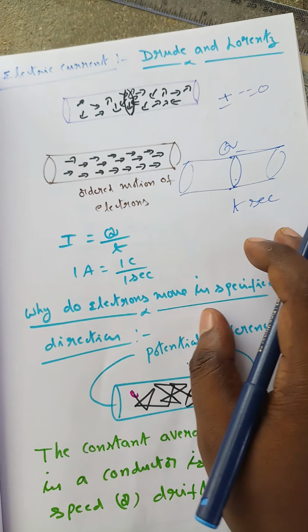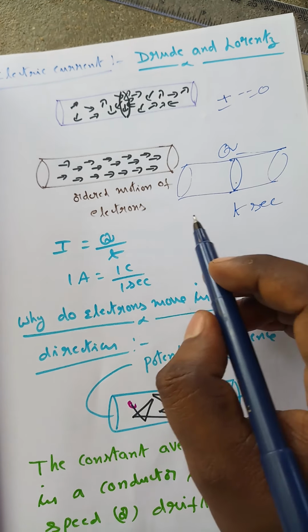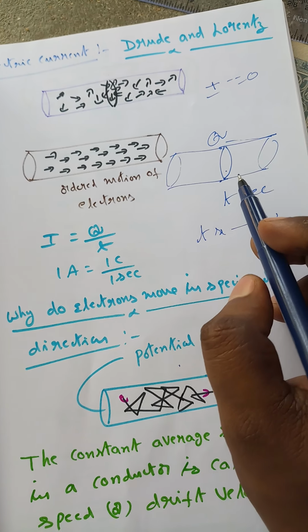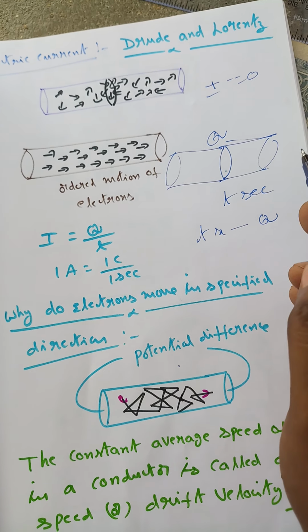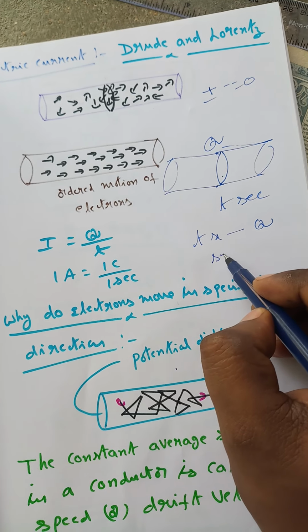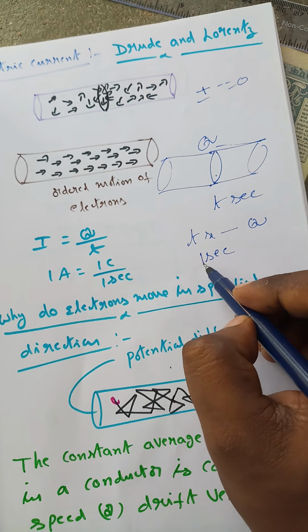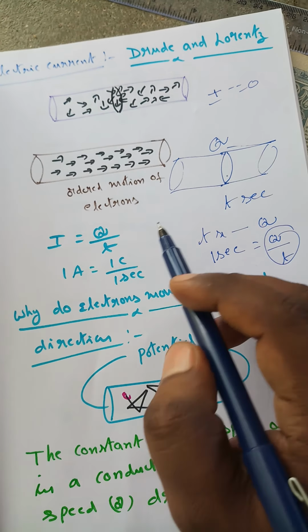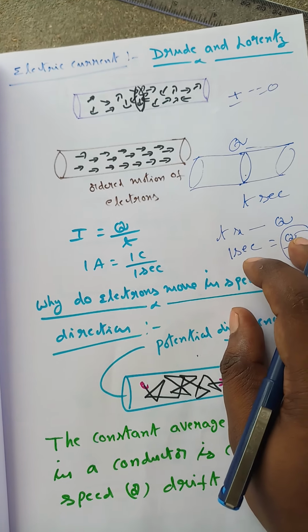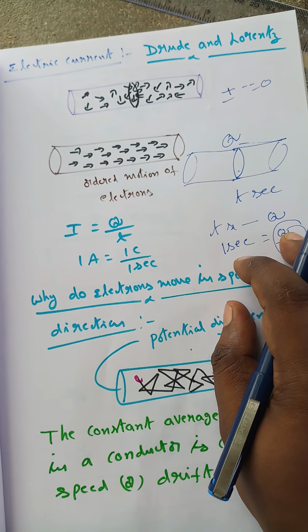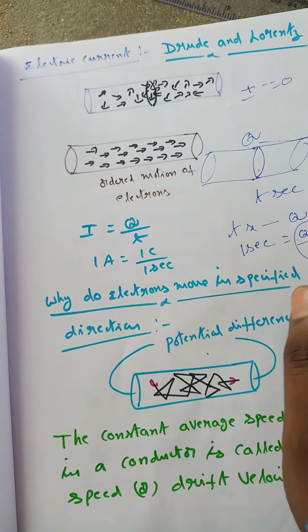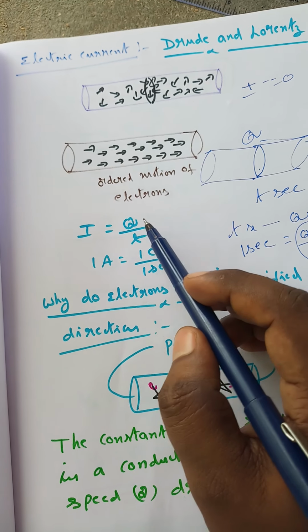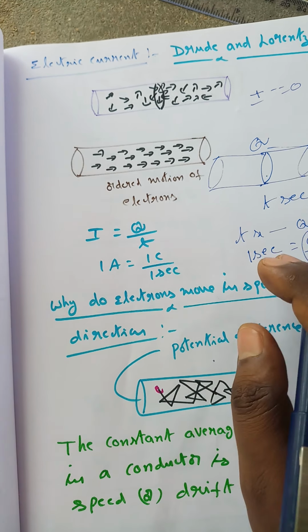Then in t seconds of time, capital Q charge is flowing through the taken cross sectional area. Then the charge flowing through the taken cross sectional area in 1 second is equal to what? Q by t, and this is the electric current. That means the flow of charge through any cross sectional area in 1 second is the electric current. So electric current I is equal to Q by t.